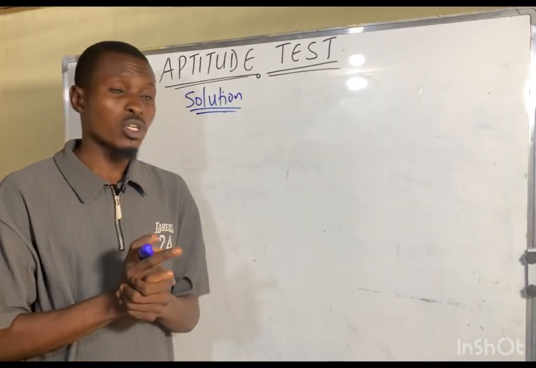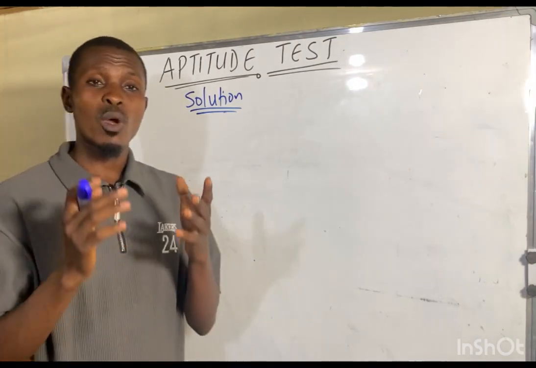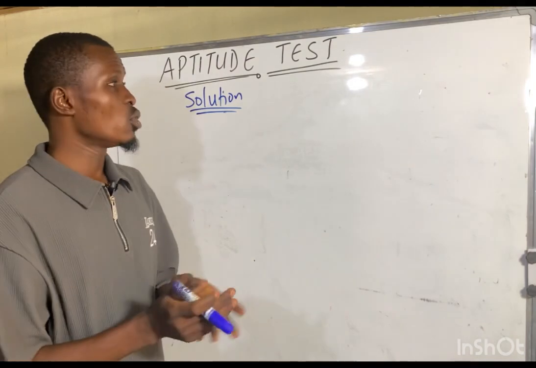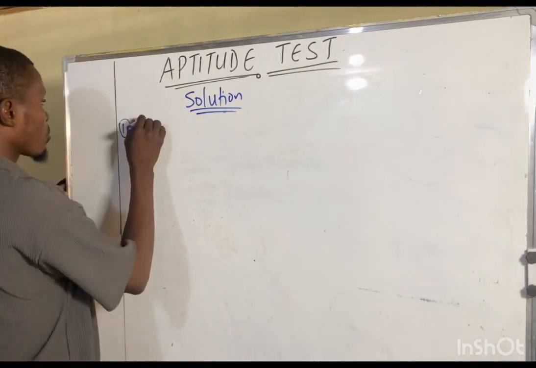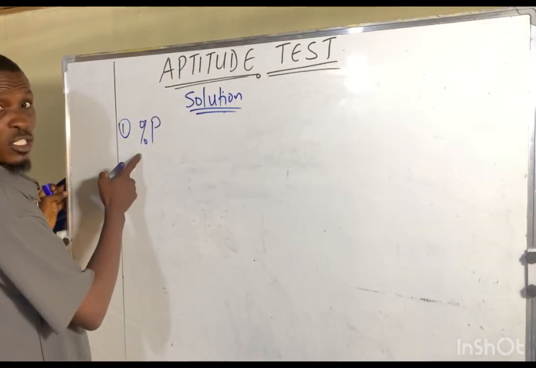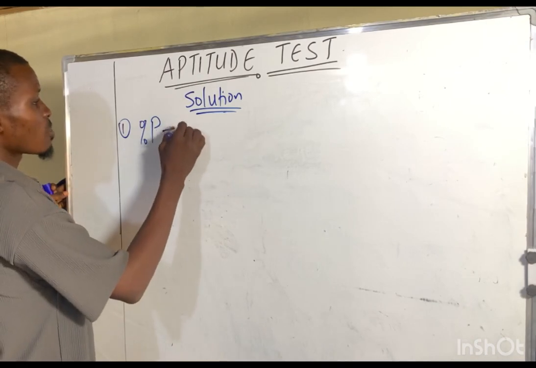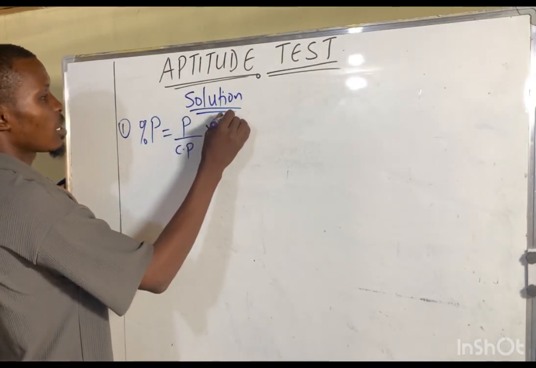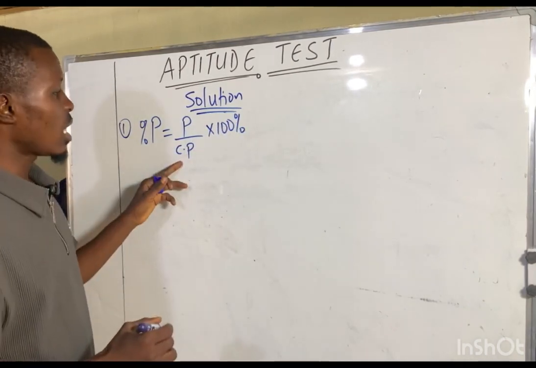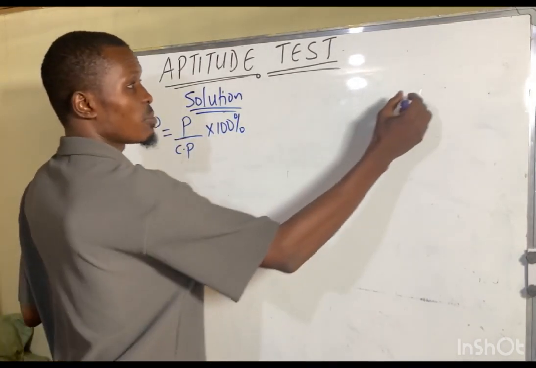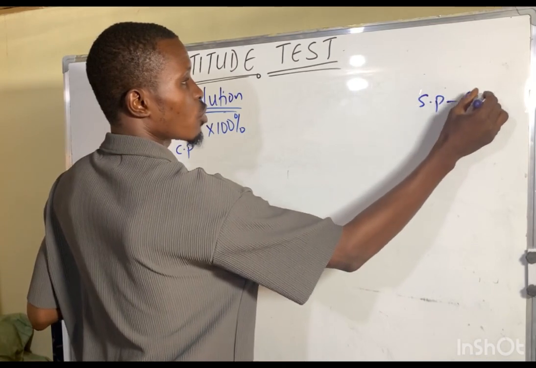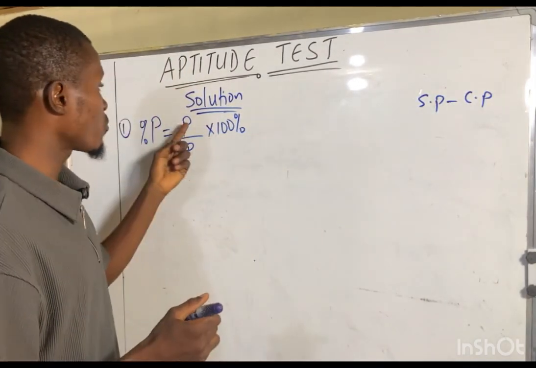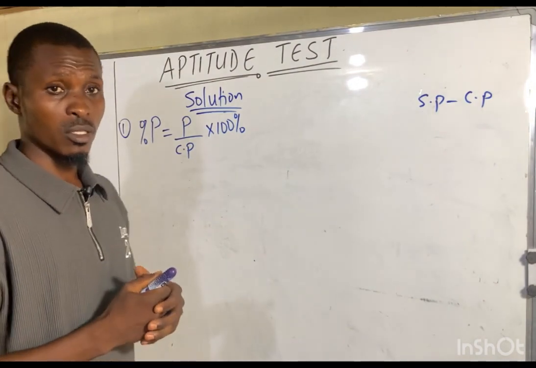All right, now the solution. Number one, we're asked to calculate the percentage profit he gets. By definition, percentage profit is given by the profit P over cost price times 100%, right? And the profit is obtained by selling price minus cost price. So we need the selling price and the cost price. The difference will give us the profit. Substitute here, and we get what we are asked to get.